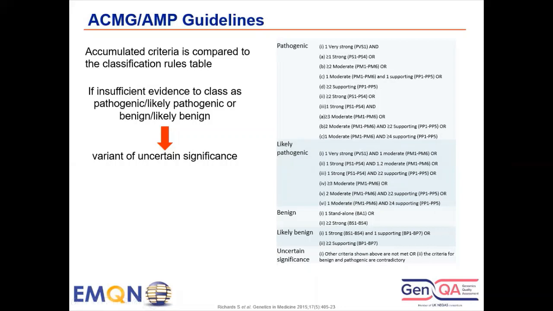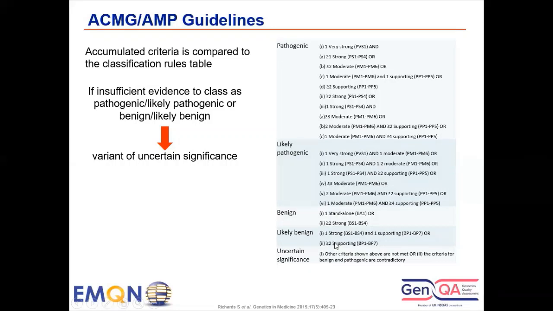Again, this might also be a slide you can put on your wall when you're doing the classification, so that you can go back to these criteria. And there are also some rules to classify a variant as benign. If you have 1 standalone argument, or 2 or more strong arguments, then you can be sure that the variant is benign. A likely benign variant is less severe, so 1 strong argument and 1 supporting argument, or 2 supporting arguments, makes a variant likely benign.